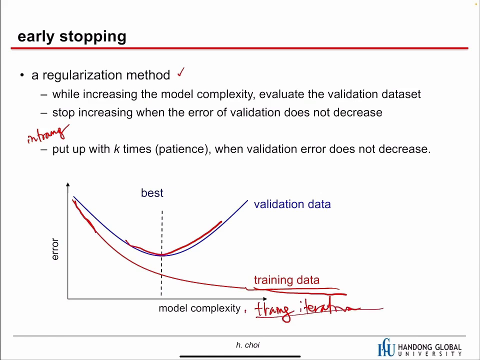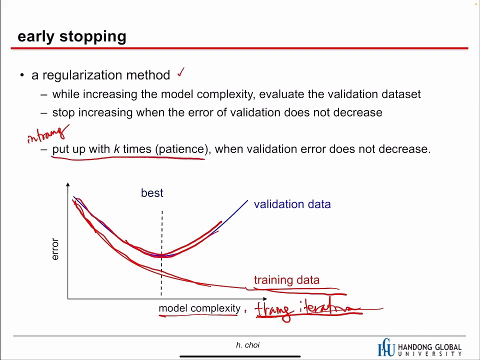So as iteration goes, if the model is large enough, then training error goes down and the validation error will go down, and at some point it goes up. Okay, so this one is not about the model complexity. I'm talking about the training iterations with the large model. In that case, we can use patience here.